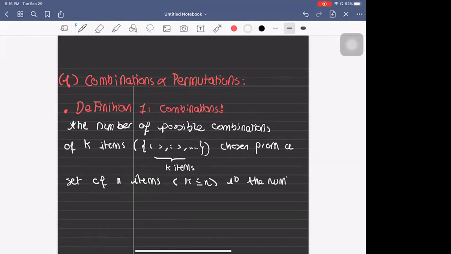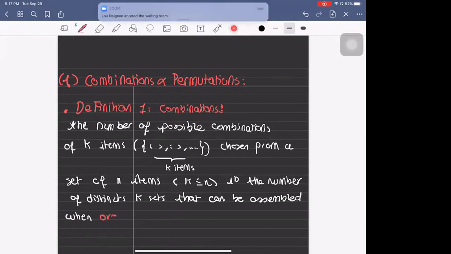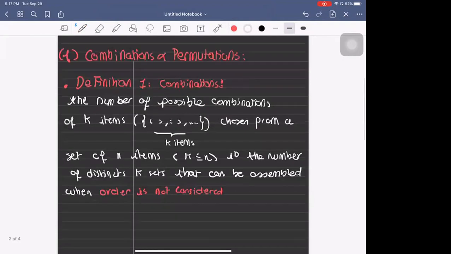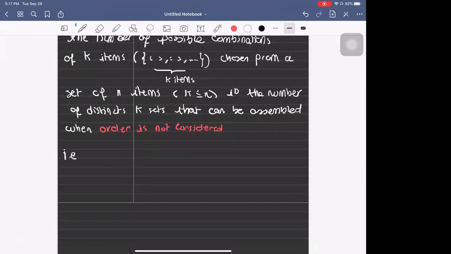So it's the number of distinct k sets. What I mean by k sets is sets that contain k elements, because we're essentially taking different sets that contain k elements. So distinct sets of k that can be assembled when order is not considered. This is extremely important. So pretty weird definition. Just going to give you a small illustration.